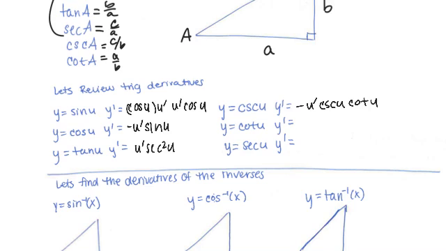The derivative of cotangent is negative cosecant squared, so negative u prime cosecant squared u. And the derivative of secant u is u prime secant u tangent u. Okay, that's going to be important for the next part that we do.